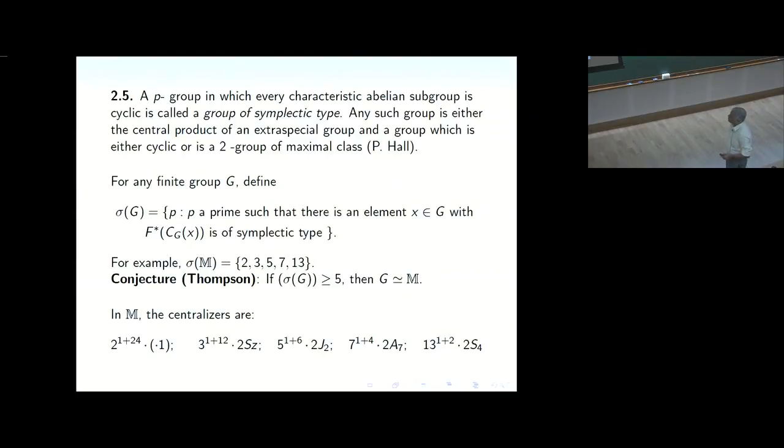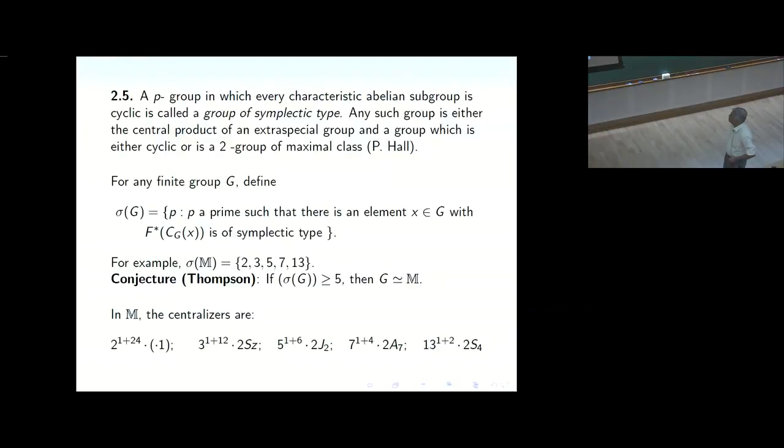For any group, you define sigma of G to be the set of all primes p such that there is an element x of prime order p such that the generalized Fitting subgroup of the centralizer in G of x is of symplectic type. So it's a set of primes associated with a group in terms of the structure of the centralizer of an element of prime order. And for example, for the monster, it is this set of primes.